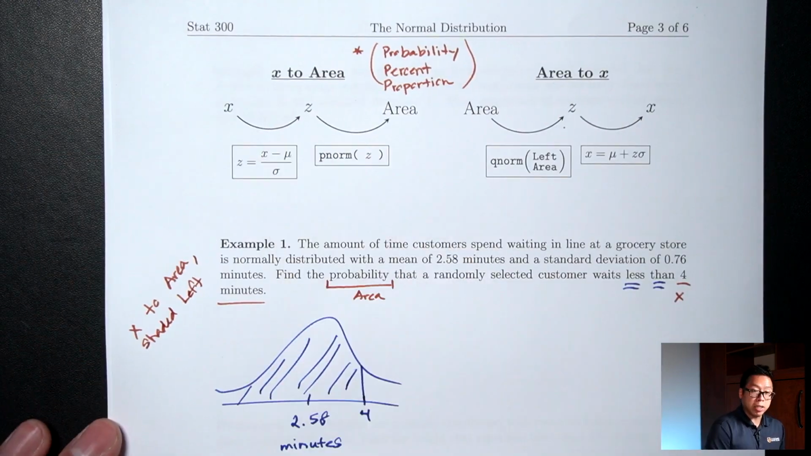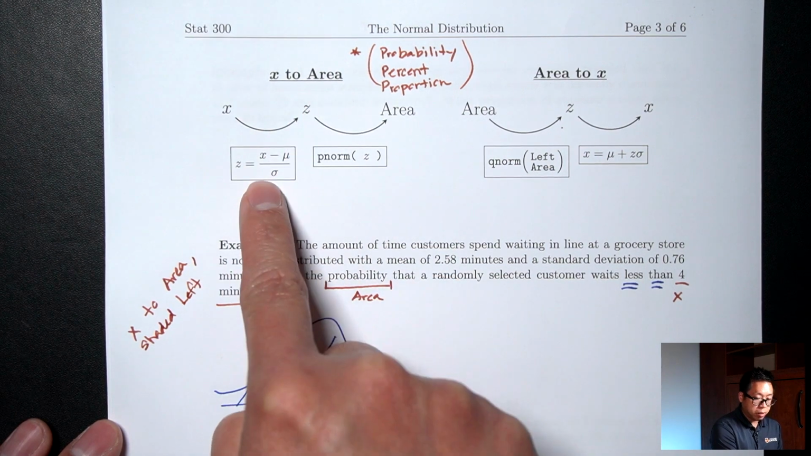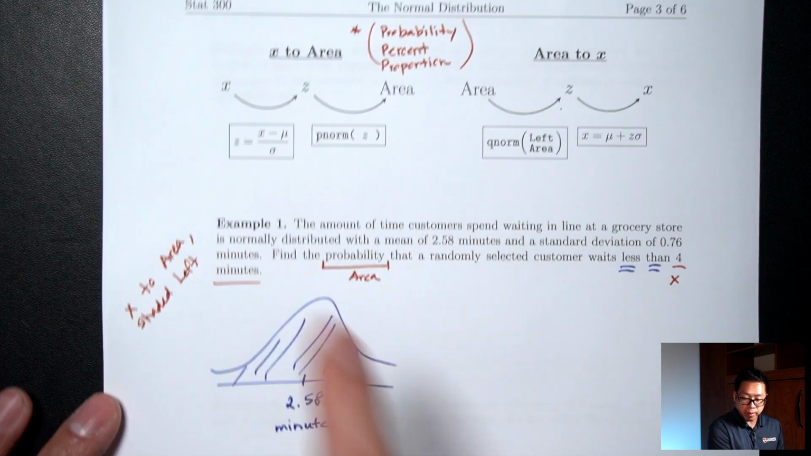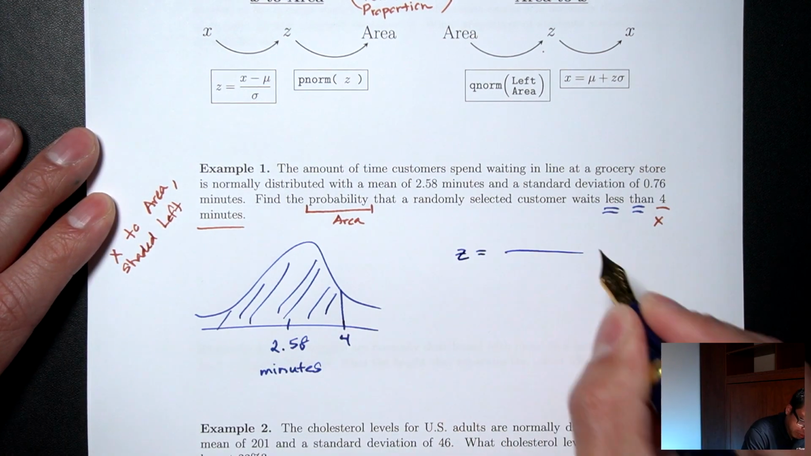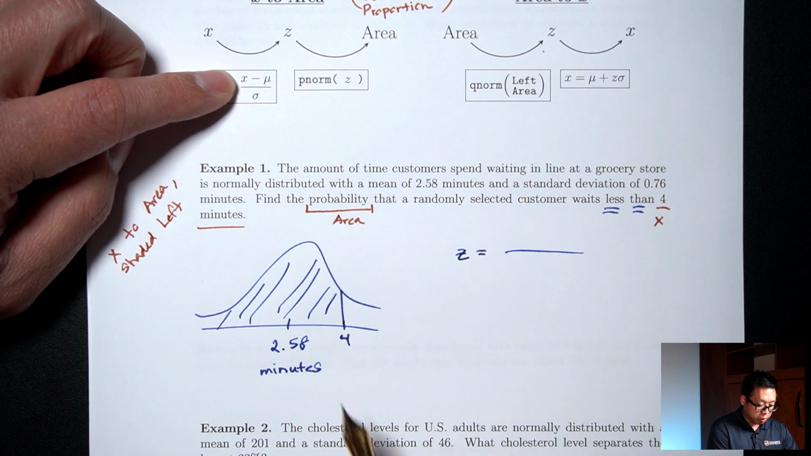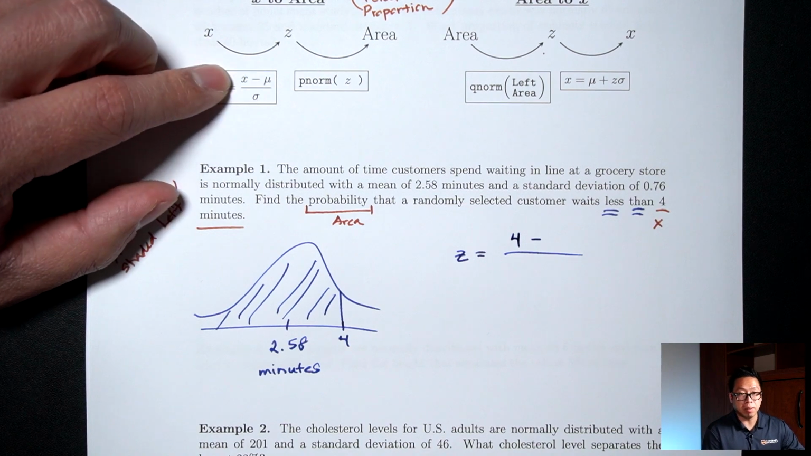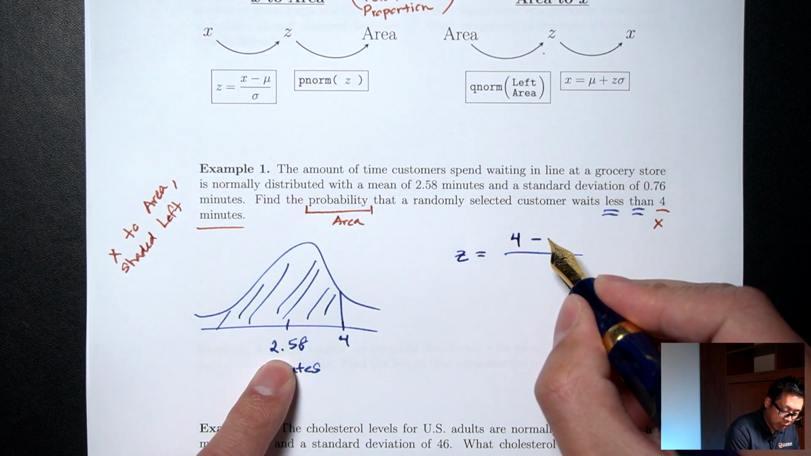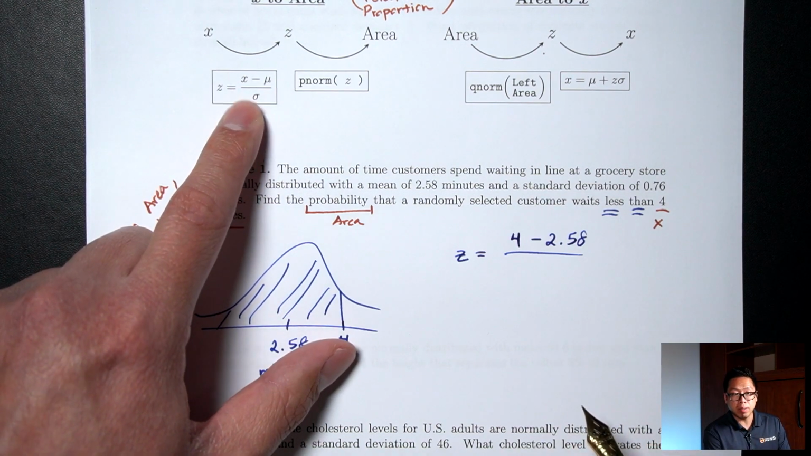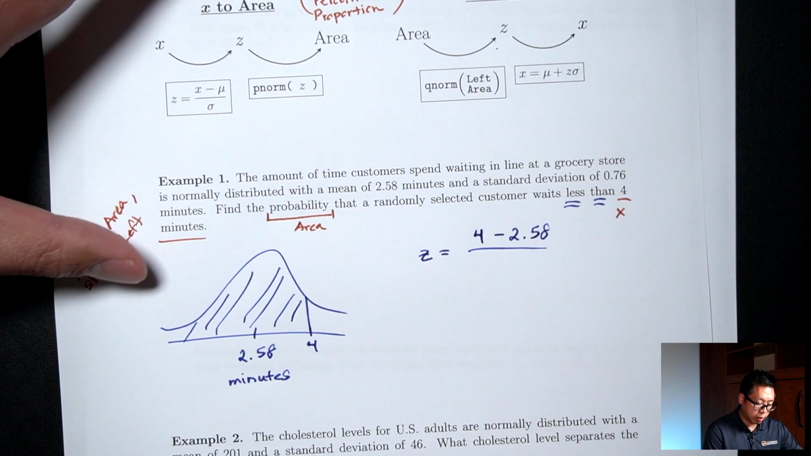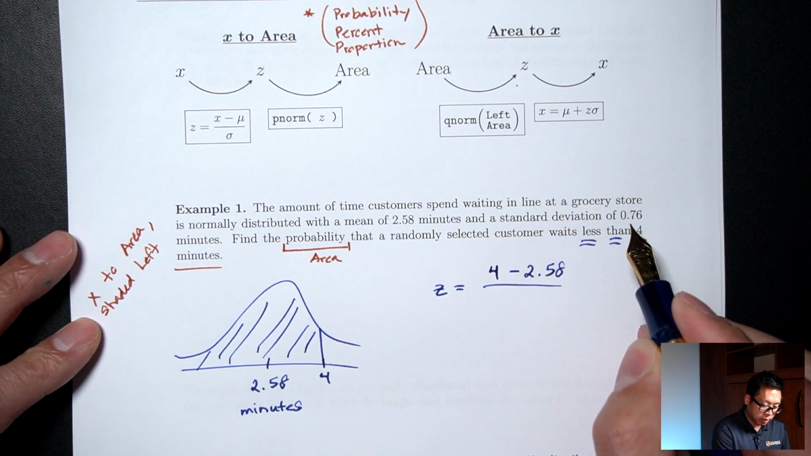And now we just follow the diagram. We said it was x to area. First thing we need to do is go from x to z using this z-score formula. So we'll use the z-score formula. x we said was the 4, minus mu, that's the mean. The mean is this 2.58. And then over sigma. Sigma is standard deviation. What is the standard deviation here? Standard deviation, 0.76.